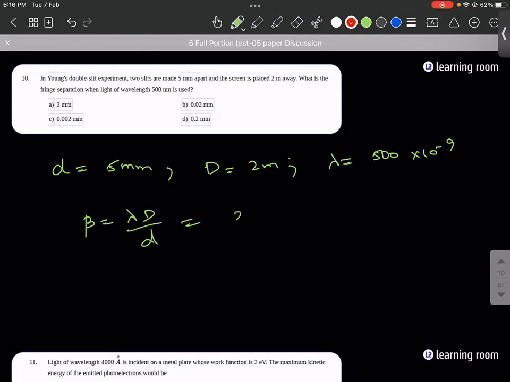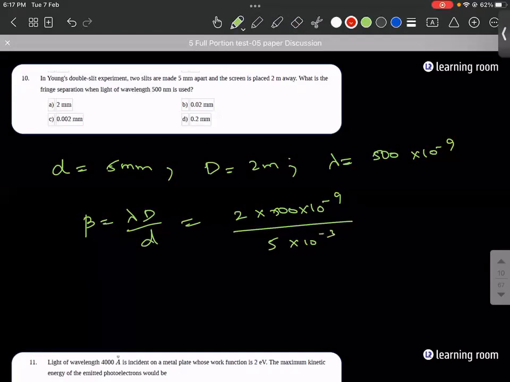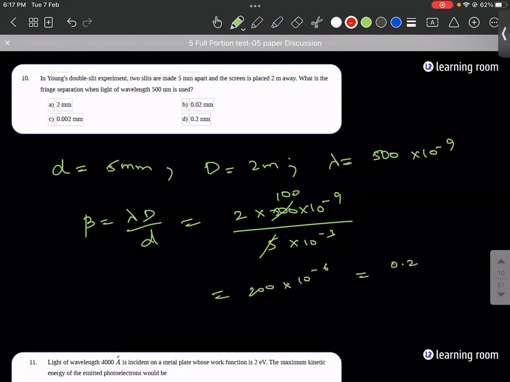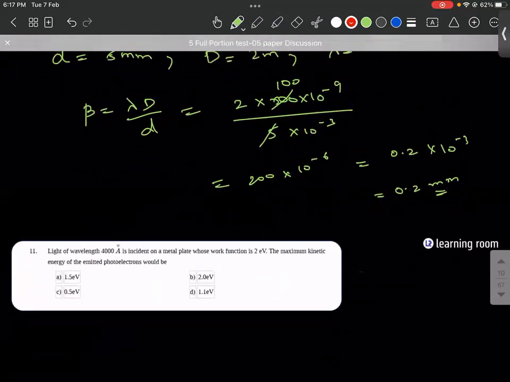2 millimeter. Let me check. 2 into 500 into 10 power minus 9, so lambda into capital D divided by small d, 5 into 10 power minus 3. Correct? So this will be 200 into 10 power minus 6, which is equal to 0.2 into 10 power minus 3. It's 0.2 millimeter. Yes, sir. So that's correct. Here the answer is given as B only, but I got it after you told. 0.2, correct? Okay.